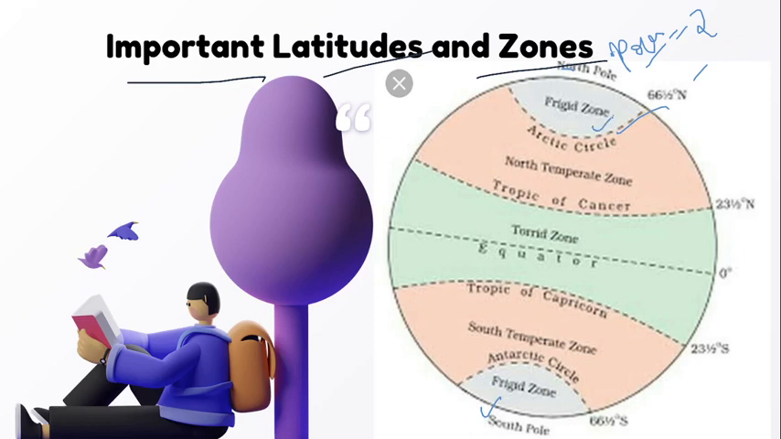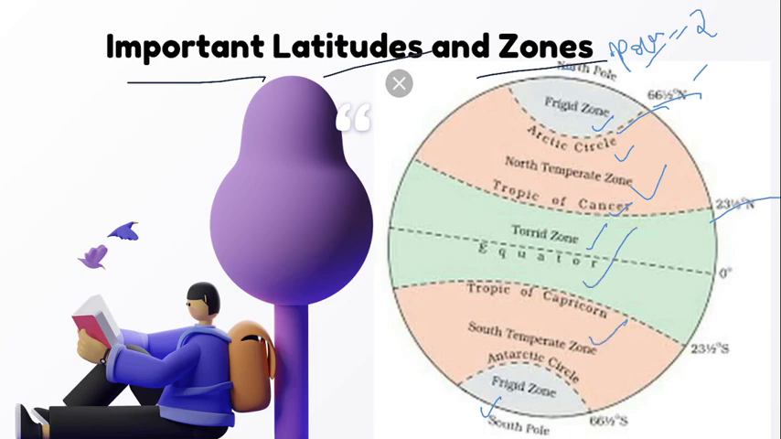So here we have the frigid zone, which is 66.5 degrees north. Why north? Because it lies at the north, so it's 66.5 degrees north. And then we have our Arctic Circle, which is in the north, and we have the north temperate zone, because we have two temperate zones. One will be in the north and one will be in the south, right? That's why they gave north temperate zone and south temperate zone. And then we have the Tropic of Cancer, which is 23.5 degrees north. Every time it will lie in the Tropic of Cancer. And then we have the torrid zone and then the equator.